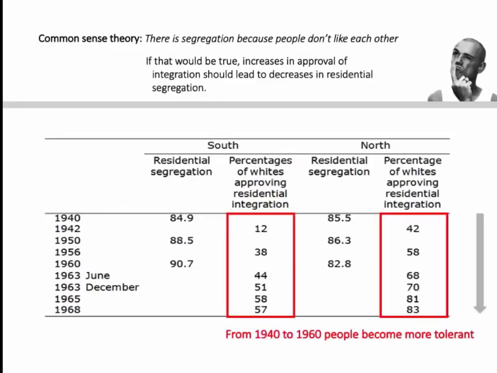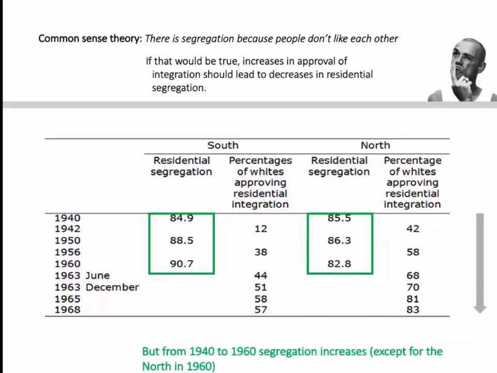Let's look at that. So now let's look at the data over time. What you now see is the approval ratings. Now let's look at them combined. It doesn't really matter that the North differs from the South here. The key is that when you go from the 1940s to the 1960s, in both cases approval goes up. So people seem to become more tolerant. In the 1940s only 12% of the whites in the South approved residential integration, while in the 1960s almost 60% approved of it. Same thing in the North, but there we start higher and then we move to even more approval, to 80%.